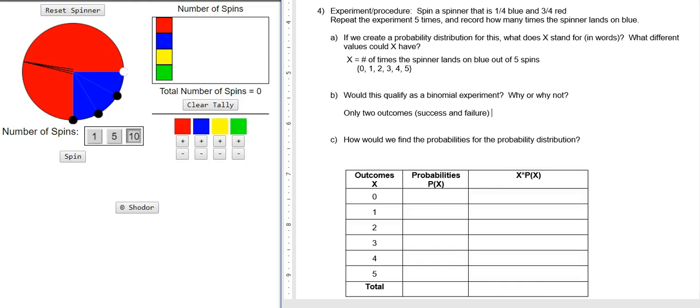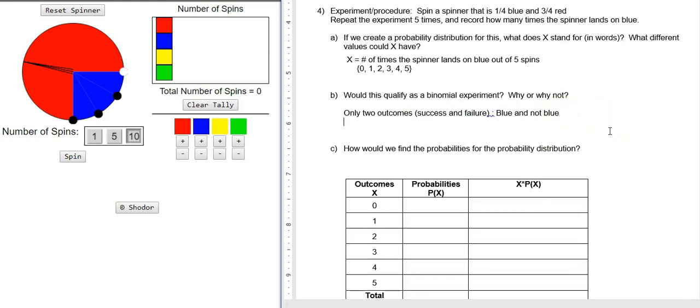In this case, we're only looking at whether it landed on blue or not. So we have our 2 outcomes, which would be blue and not blue. We don't even really care what the other color is, just that it's not blue. So that condition is met.